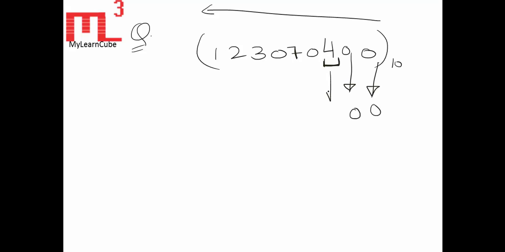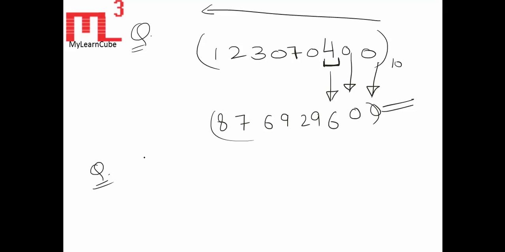So 10 minus 4 is 6, and then subtract every single digit from R minus 1. That means 9 minus 0 is 9, 9 minus 3 is 6, 9 minus 2 is 7, 9 minus 1 is 8. Done. So take one more example.